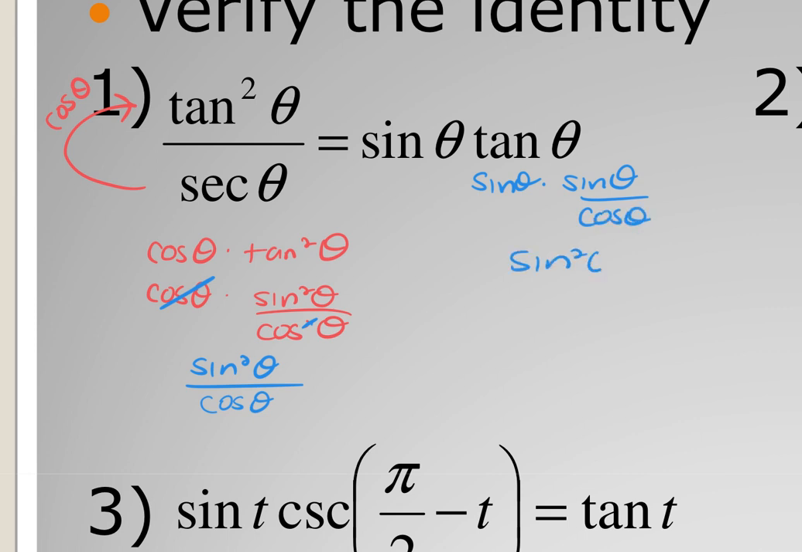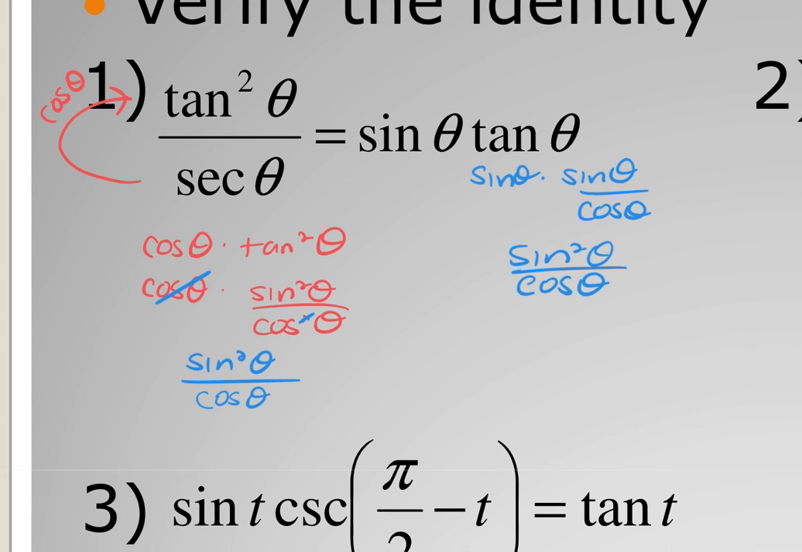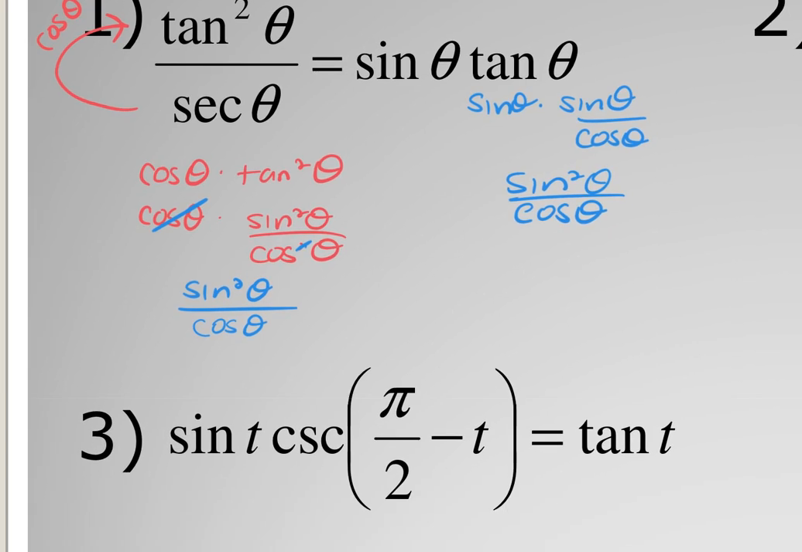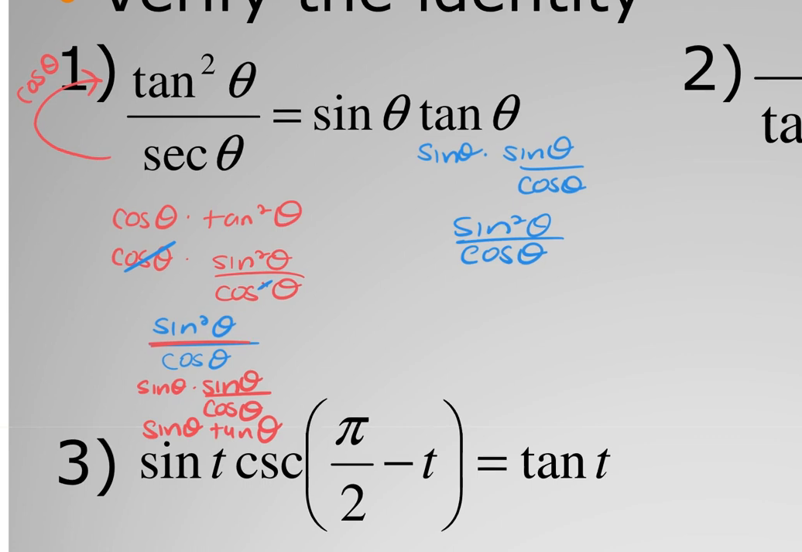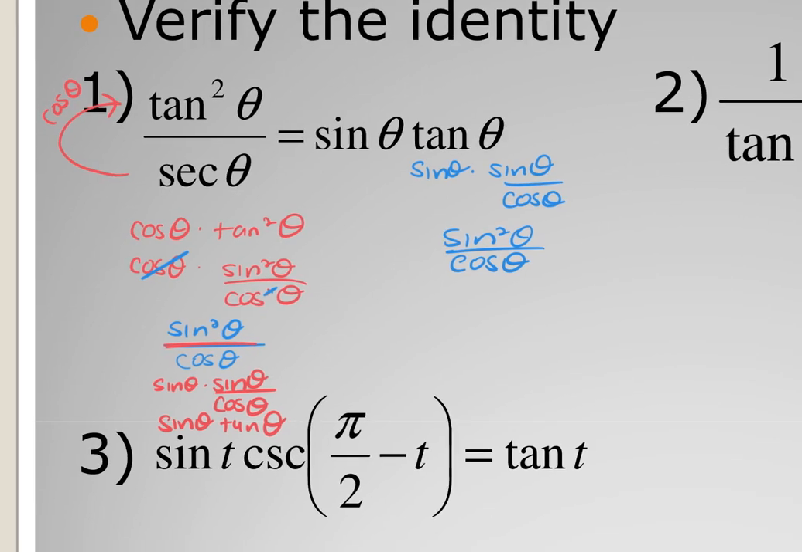Anybody keep going with the left? That's right, good. But also, if I just take this, so if there are two sines here, this is sine times sine over cosine. And then I can do sine theta times tan theta. So both, I would have given credit to both, okay? But you can keep going. Anybody do it differently?